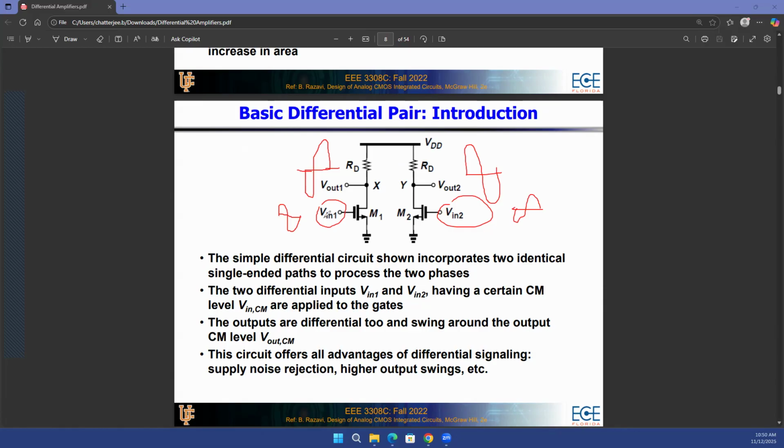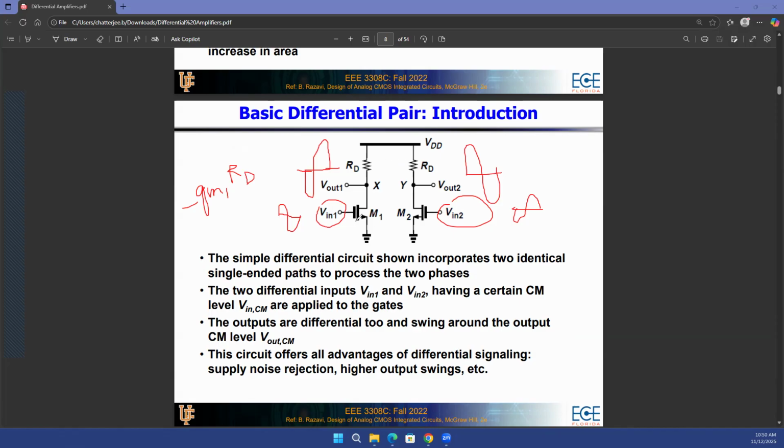What is the major problem? Let's look at the gain of each of these individual transistors, which is going to be GM times RD for each of the individual branches. Left side branch, it's a common source. So the gain is going to be minus GM1 times RD. For the right side branch, you can again calculate the gain, which is going to be minus GM2 times RD. Right?